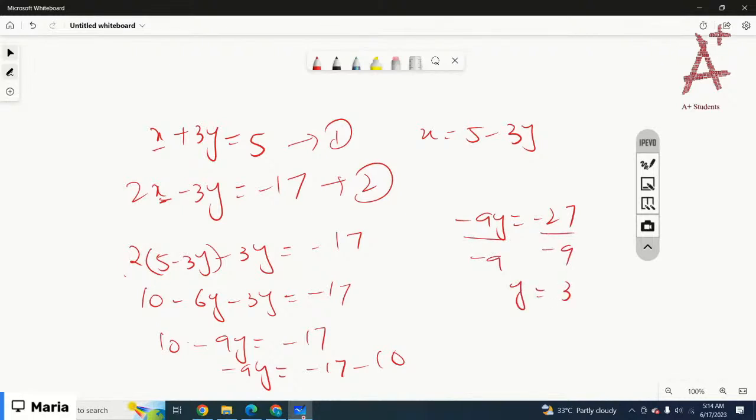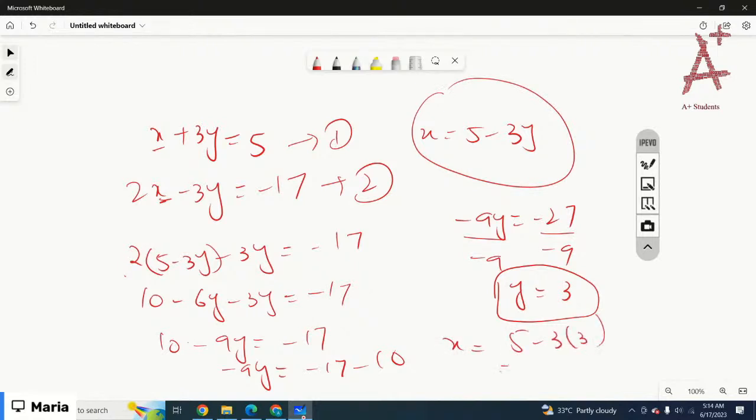Now you have the value of one variable, y. You can substitute this value back into this equation and find the value of x. x equals 5 minus 3 times 3, which is 5 minus 9, which is negative 4. That means the solution of the system is negative 4 and 3. That's how we find the solution of the system using the substitution method. You find the value of one variable from one equation, then substitute it into the other equation.